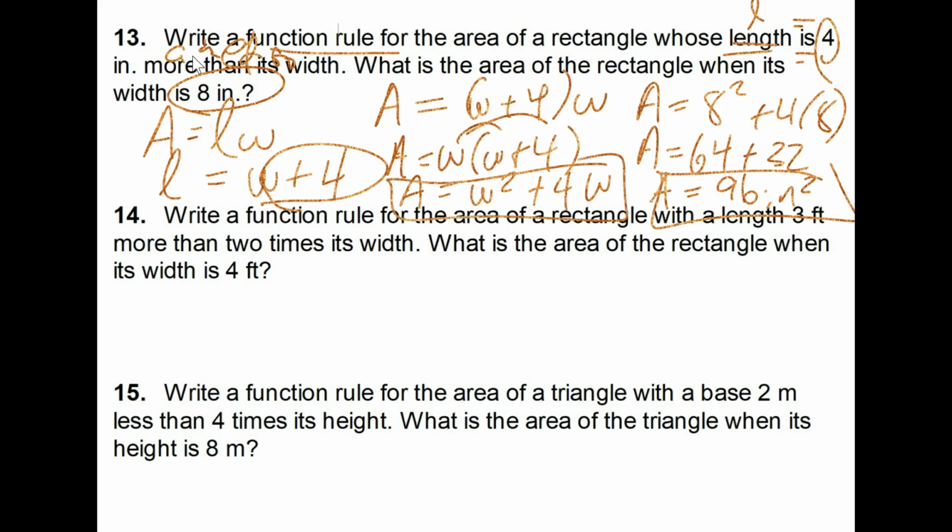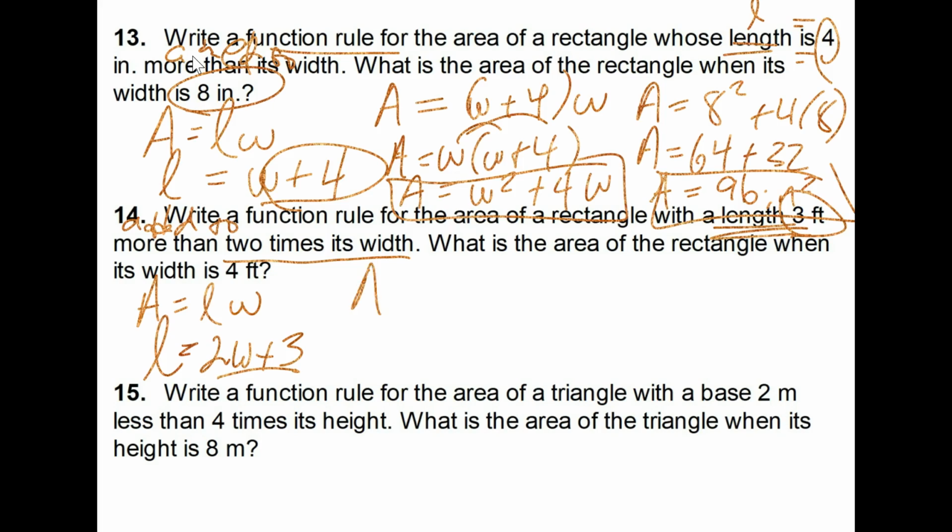Write a function rule for the area of a rectangle with a length that is 3 feet more than 2 times its width. What is the area of the rectangle when its width is 4 feet? So again, the area of a rectangle is length times width. They are saying that 3 feet is being added to 2 times the width. So the length, 3 feet, is being added to what? 2 times the width. There it is.